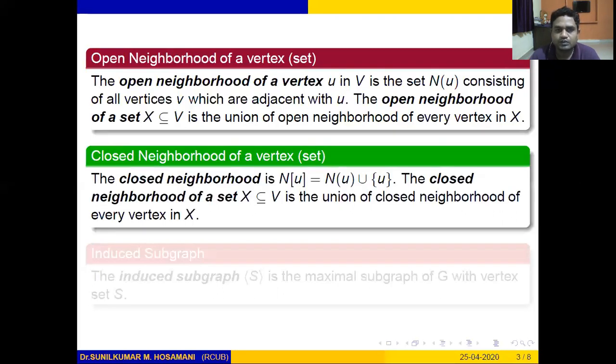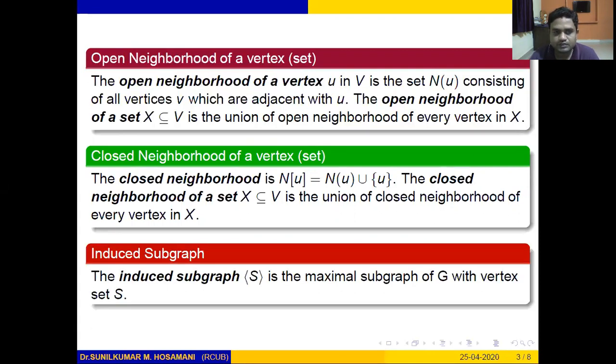Next, closed neighborhood of a vertex. Let u be any vertex in a graph G, then the closed neighborhood of u is the open neighborhood of u union u. And the closed neighborhood of a set X is the union of the closed neighborhoods of every vertex in X. Next one is induced subgraph. The induced subgraph on S is the maximal subgraph of G with vertex set S.